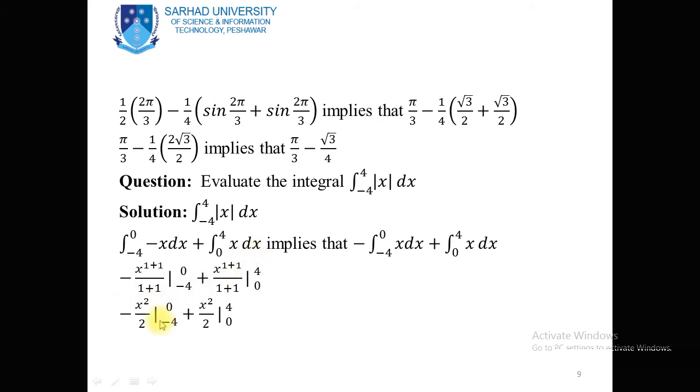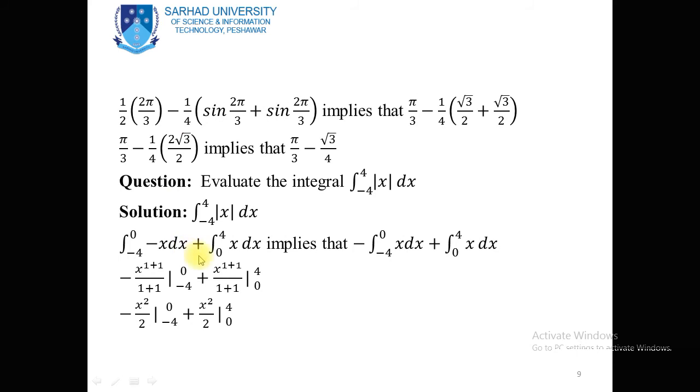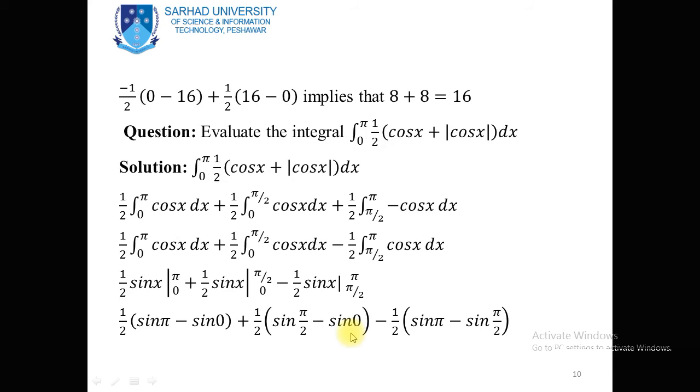Now putting the limit minus 4 to 0 in this part, we obtain the limit like you see over here, minus 1 over 2 into 0 minus 16, and in the last term we put x is equal to 4. So 4 square means 16, and the lower limit is 0. So 16 minus 0. Now minus 1 over 2 into 0 minus 16 plus 1 over 2 into 16 minus 0, and this implies that 16 by 2 is equal to 8, minus minus plus, and again 16 by 2 is equal to 8, and 8 plus 8 is equal to 16.